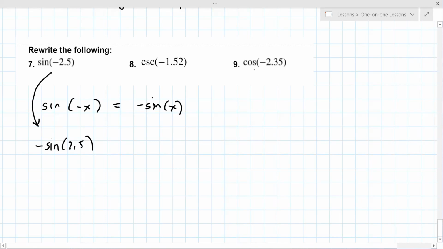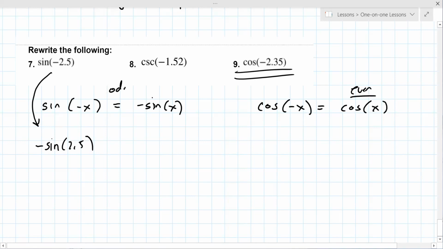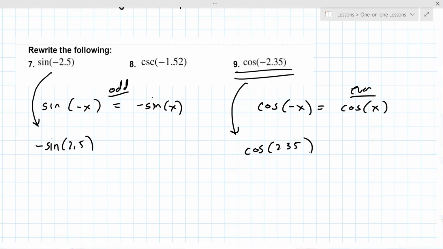All right. We'll go to 9 next. Cosine of negative x equals cosine of x, and that's because this is an even function and this one's an odd function. That's the reason. So this negative essentially goes away. This is cosine of 2.35. You're just rewriting. They're not asking you to mess around with it too much.